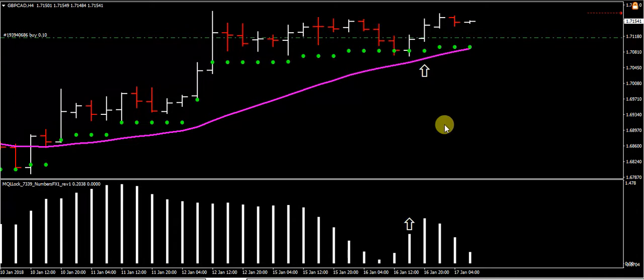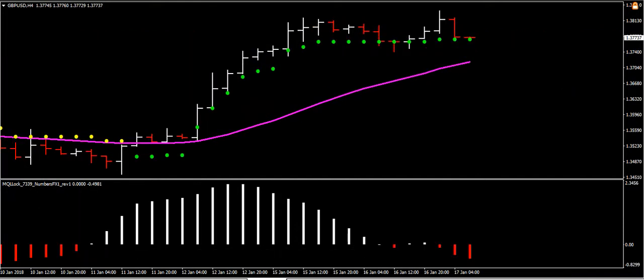Pound CAD, another one of our trades. It's just starting to flatten a little bit there. Just a bit hesitant in going past this level, it seems, but it's still an uptrend. We've still got the green dots, we've still got the white volume. Again, just a little bit of a pullback till the next stage. Hopefully it will rise.